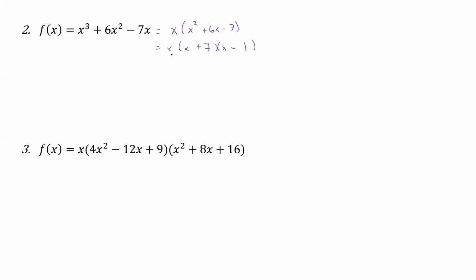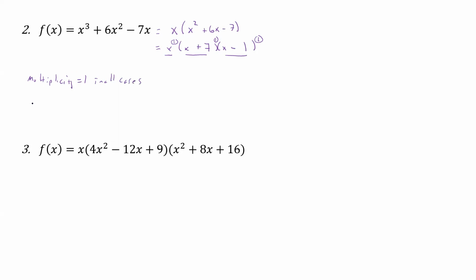Now I can set each of the factors equal to 0. When I do that, I'll get my x-intercepts, and I'll also get the multiplicity. The multiplicity in all of them is just 1 because they all just have that 1 as the exponent. We don't have anything else. So in all cases, the multiplicity is equal to 1.